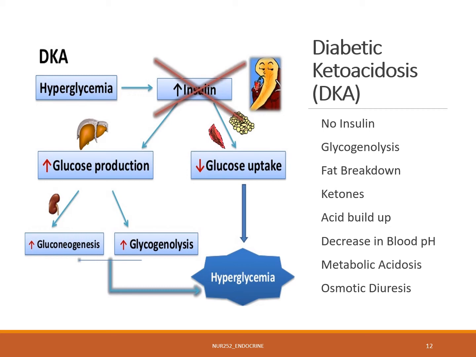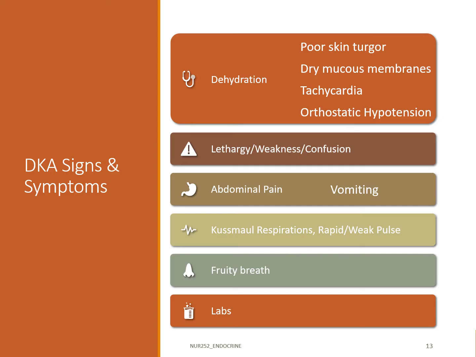If left untreated, hypovolemia and shock will develop. Renal failure furthers this condition, and death can occur as a result. DKA signs and symptoms: dehydration, poor skin turgor. Your patient will have poor skin turgor. They're going to have dry mucous membranes. They're going to be hot and dry due to the sugar high.